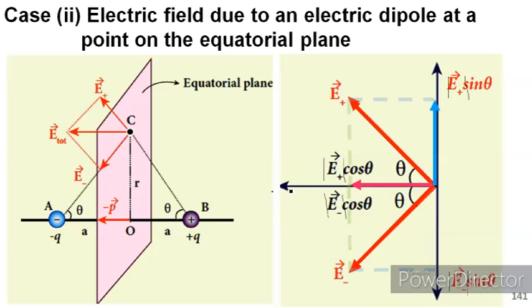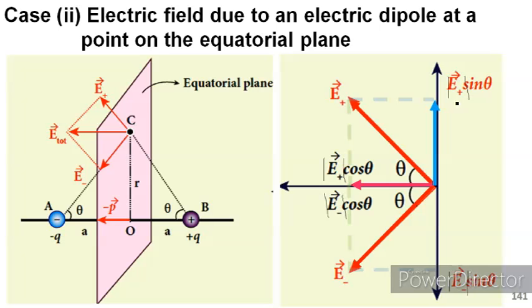They are acting along the same direction, isn't it? E plus cos theta and E minus cos theta are acting along the same direction. They act along minus P vector, isn't it? If this direction is minus P, this also is minus P, so they are acting along minus P vector. Okay, we can write the total electric field at point C due to both E plus and E minus.